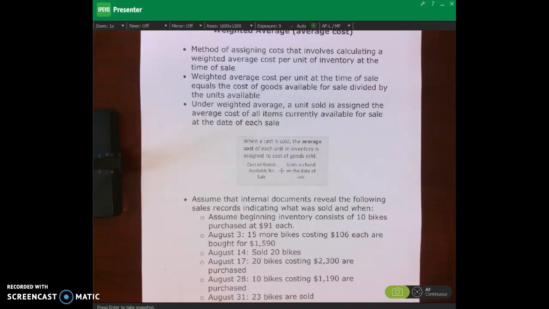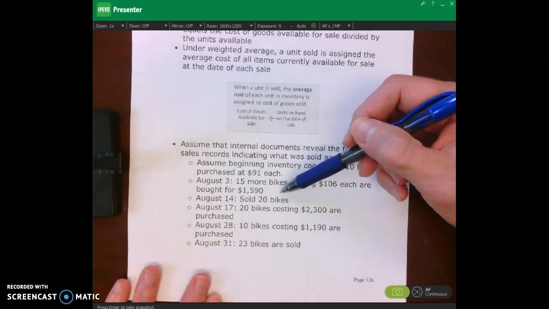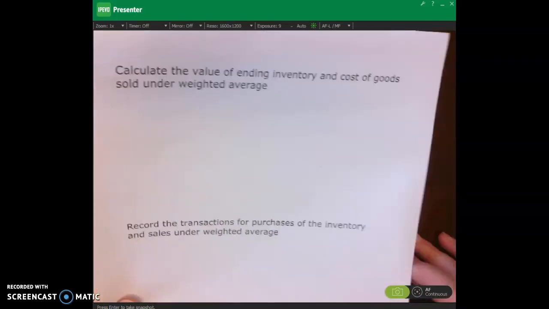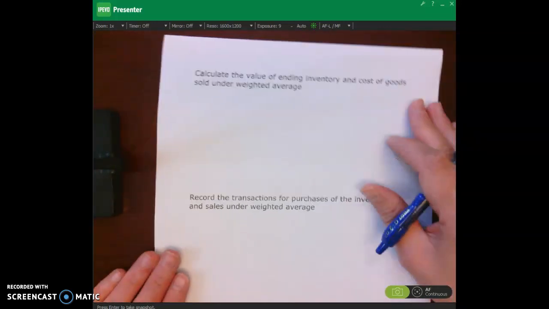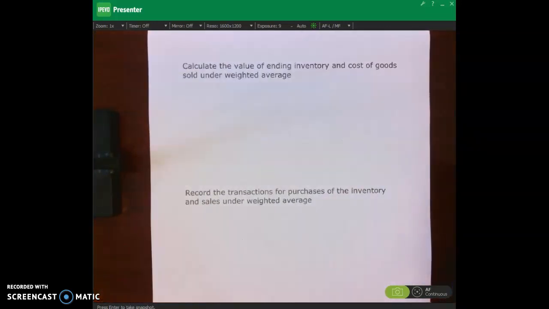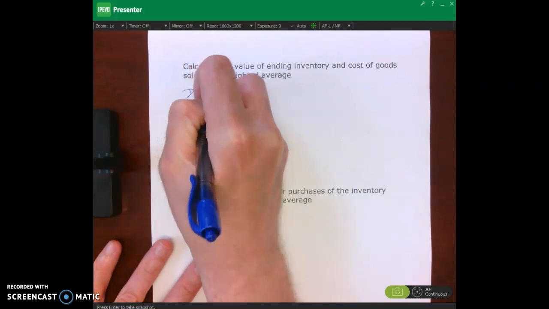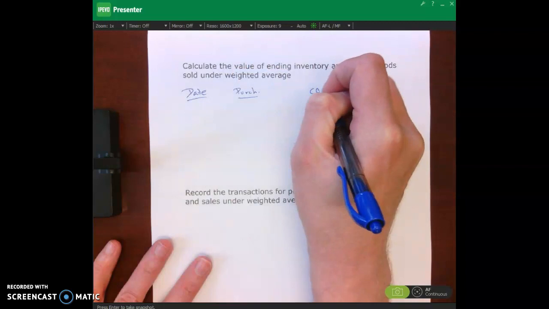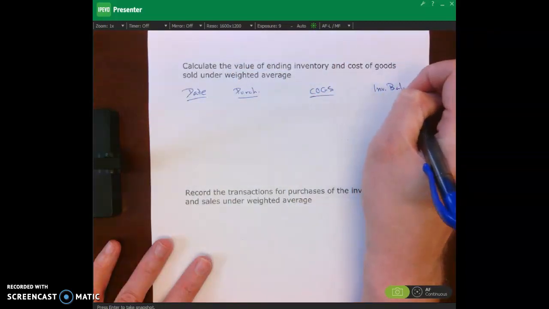Okay. So same thing as before, same beginning inventory, same purchases, and so on and so forth. So I'm going to go over to the next page because that's just the same as it has been before. Let's go ahead and set up our table. Tables are fun. Tables help you. I love tables. We've got date, purchased, cost of goods sold, and then our inventory balance.